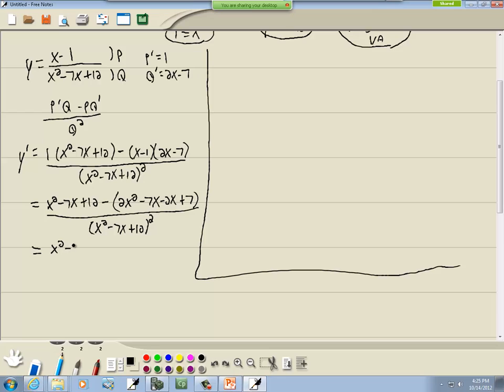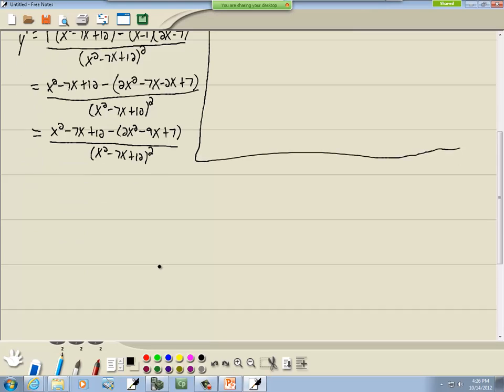So up on top, I got x squared minus 7x plus 12, and minus 2x squared, negative 7x, negative 2x is negative 9x plus 7 over the bottom part. Okay. So up on top, I got x squared minus 7x plus 12. A negative in front of your parentheses flips the sign of everything inside, so it becomes a negative 2x squared plus 9x minus 7 over all this.